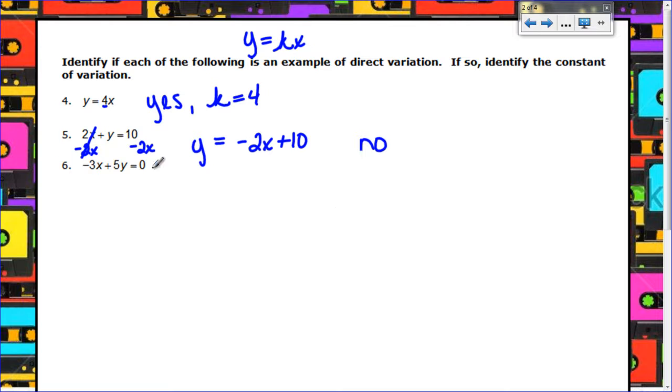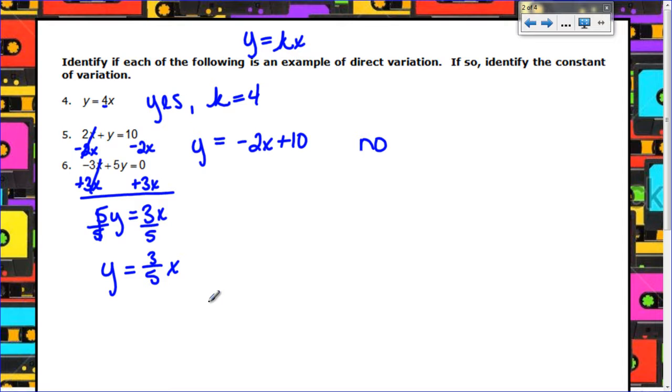So number 6, again, I need to get y by itself. So the first thing I'm going to do is add 3x to both sides. And I get 5y is equal to 3x. And then I'm going to divide both sides by 5. And when I do, I get y is equal to 3/5 x. Again, I have a number times x with nothing added or subtracted. So yes, this is an example of direct variation. And k in this problem is 3/5.